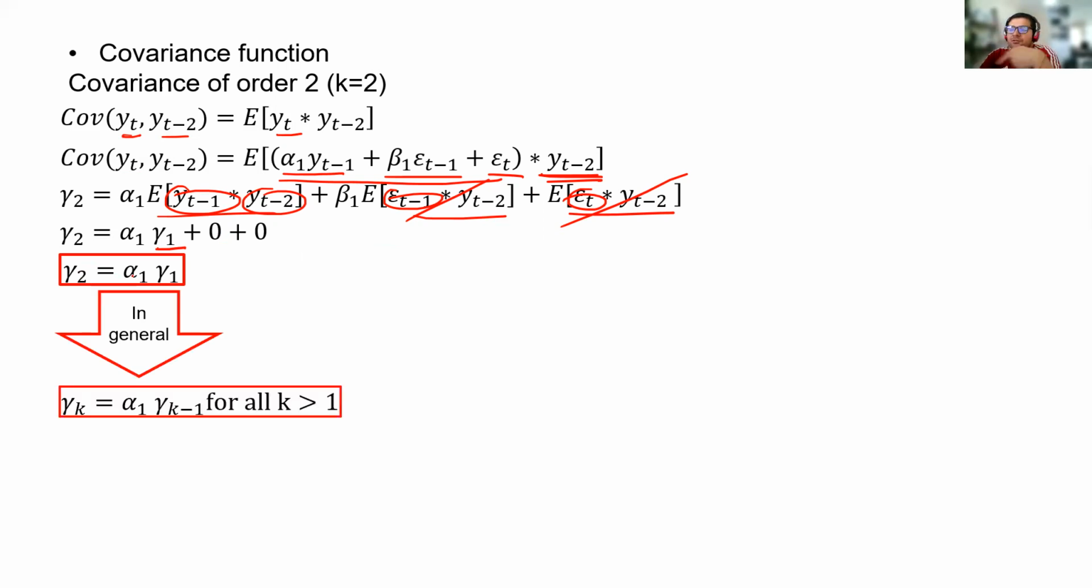If you keep doing this, you probably notice here that gamma 2 is equal to alpha 1 times the previous gamma. So for the next one, gamma 3, it will be alpha 1 times gamma 2, and so on. For any further point in the covariance function, it will be alpha 1 times the previous gamma, right? So gamma 3 will use gamma 2, gamma 2 will use gamma 1. And that works from gamma 2 onwards, right? Gamma 1 is a different deal, as we saw before.